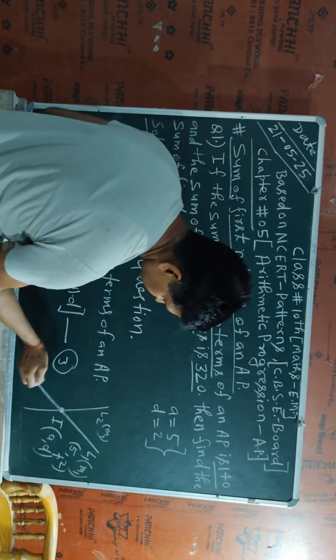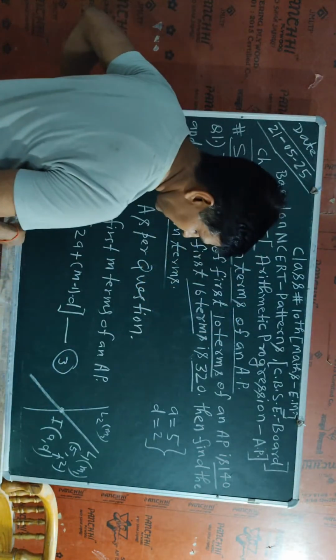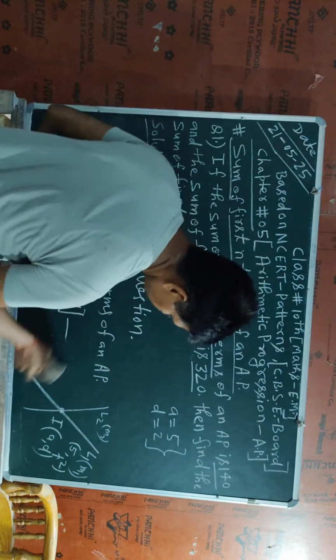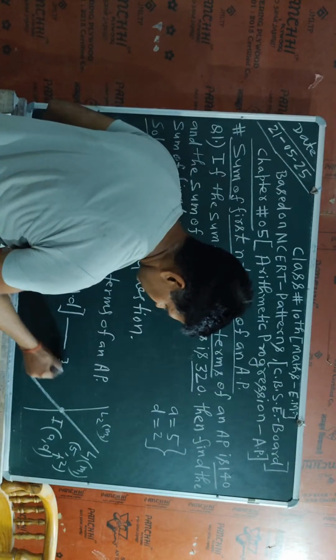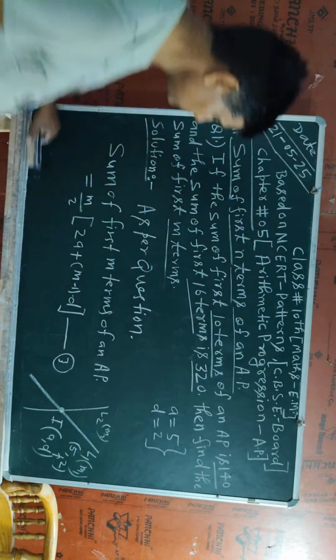I will substitute the values of a and d in equation number 3. I will say this is equation number 3, and I will write one further piece of information, and that information will be the solution of the question.